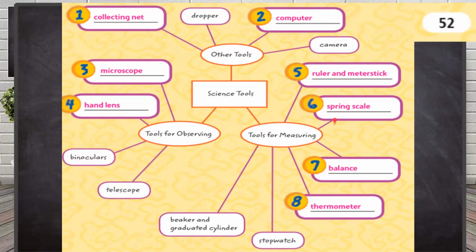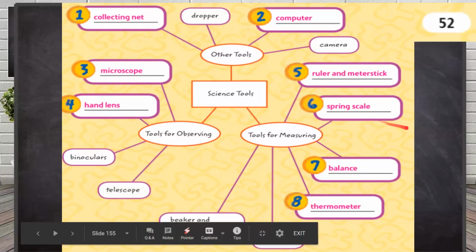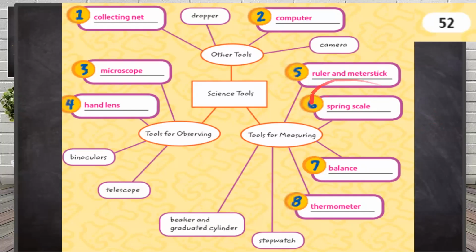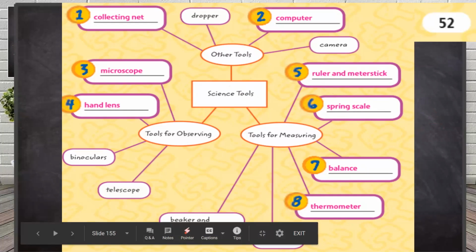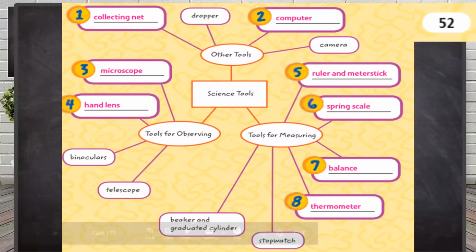And tools for measuring can be a ruler and meter stick, or you can say a measuring tape, a spring scale, a balance, a thermometer. Guys, a spring scale can measure what? Who knows? Do you have any idea? A spring scale measures what? It measures force.